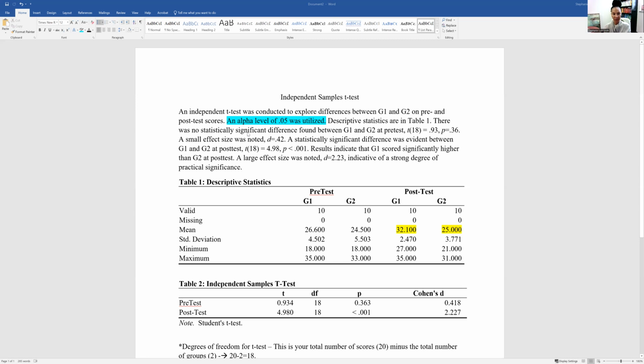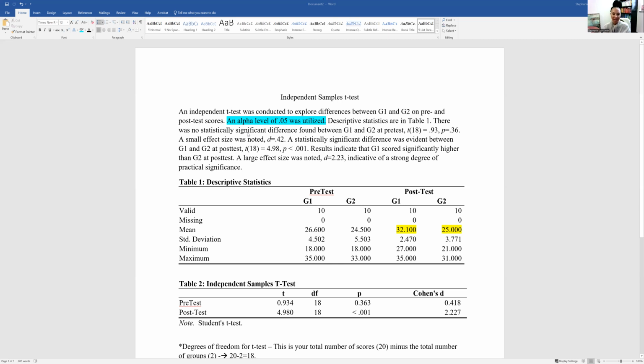So basically in the first sentence, you're going to remind your readers of the type of analyses that you're doing. You're going to provide some additional information, or you're again going to remind them of the groups that you may have used, the participants that you may have used, and then what type of data, what type of numbers you have. So we can say here that an independent samples t-test was conducted to explore the differences between group 1 and group 2 on pre and post-test scores.